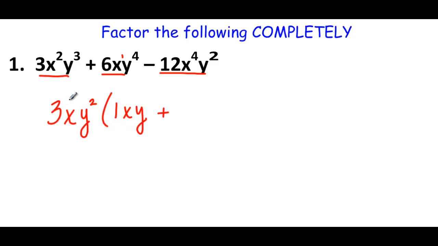Plus 2. X divided by x would just be 1, so I don't have to worry about writing that. And y to the fourth and y squared leaves me with y squared. Minus 12 divided by 3 is 4. X to the fourth, if I take out x to the first power, I'm left with x cubed, and I have no more y's, and this is what I'm left with.